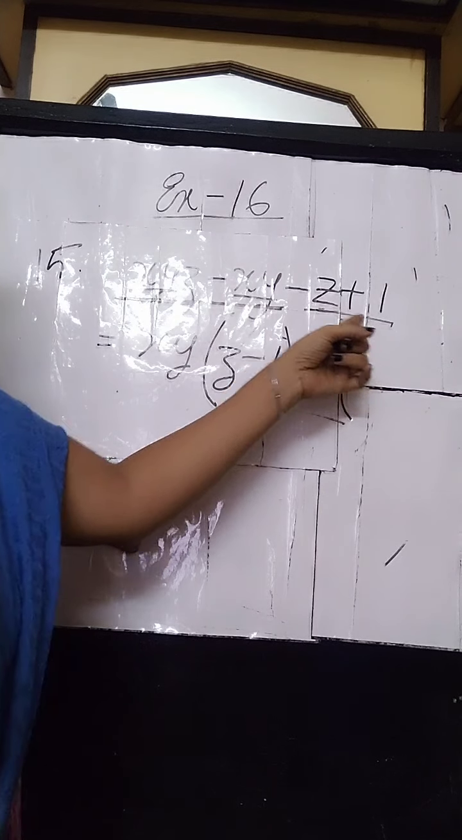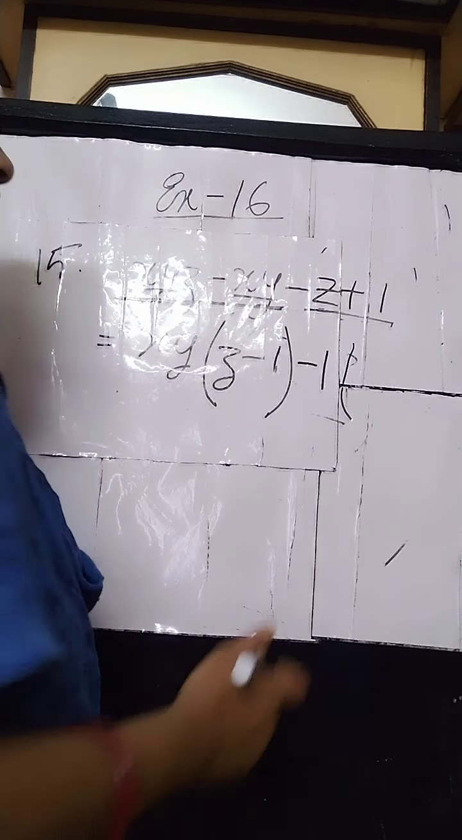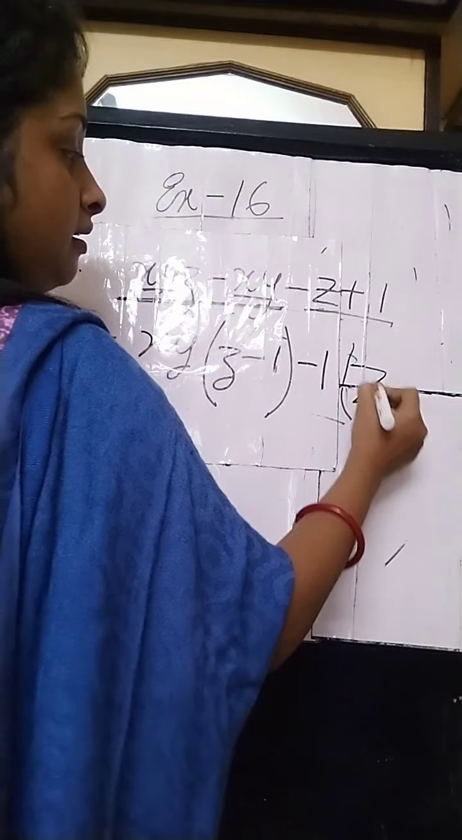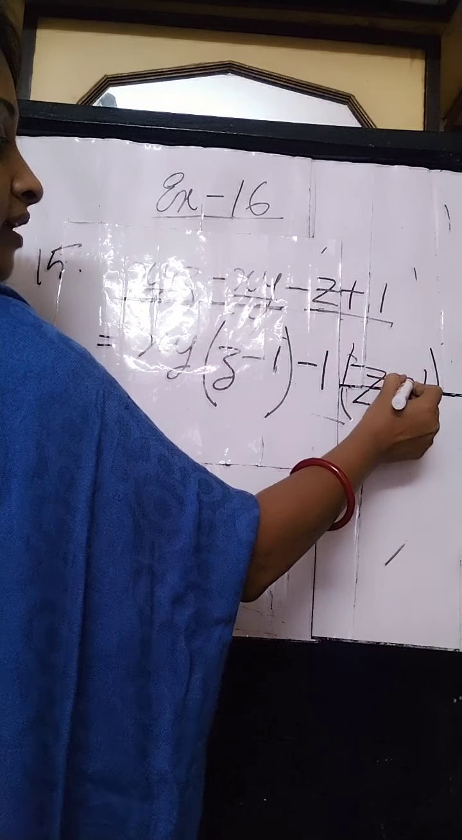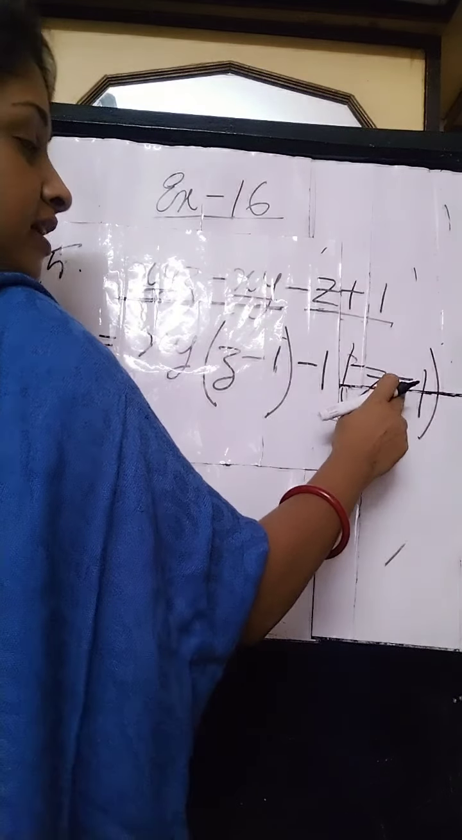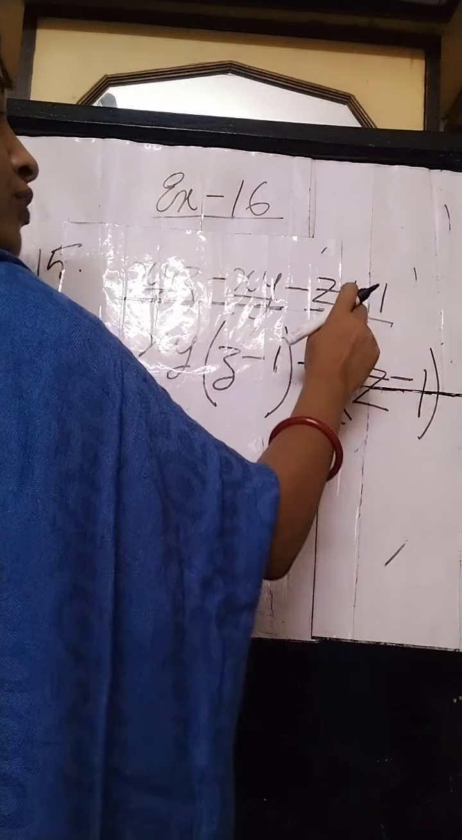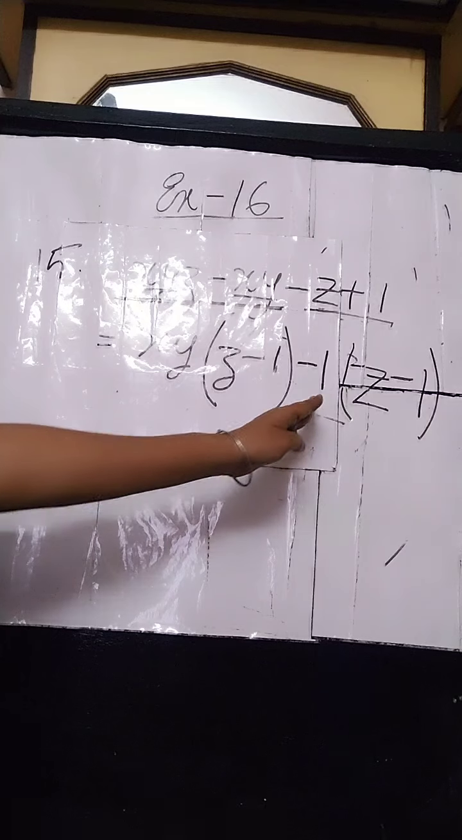Because nothing is a common factor, that's why I am taking minus 1 as a common, and the remaining factors are z minus 1. Why z minus 1? Because minus 1 has been taken out. This minus 1 and this minus 1, if you multiply, you are going to get plus 1. That's why minus 1 has been taken as a common factor and kept outside the bracket.